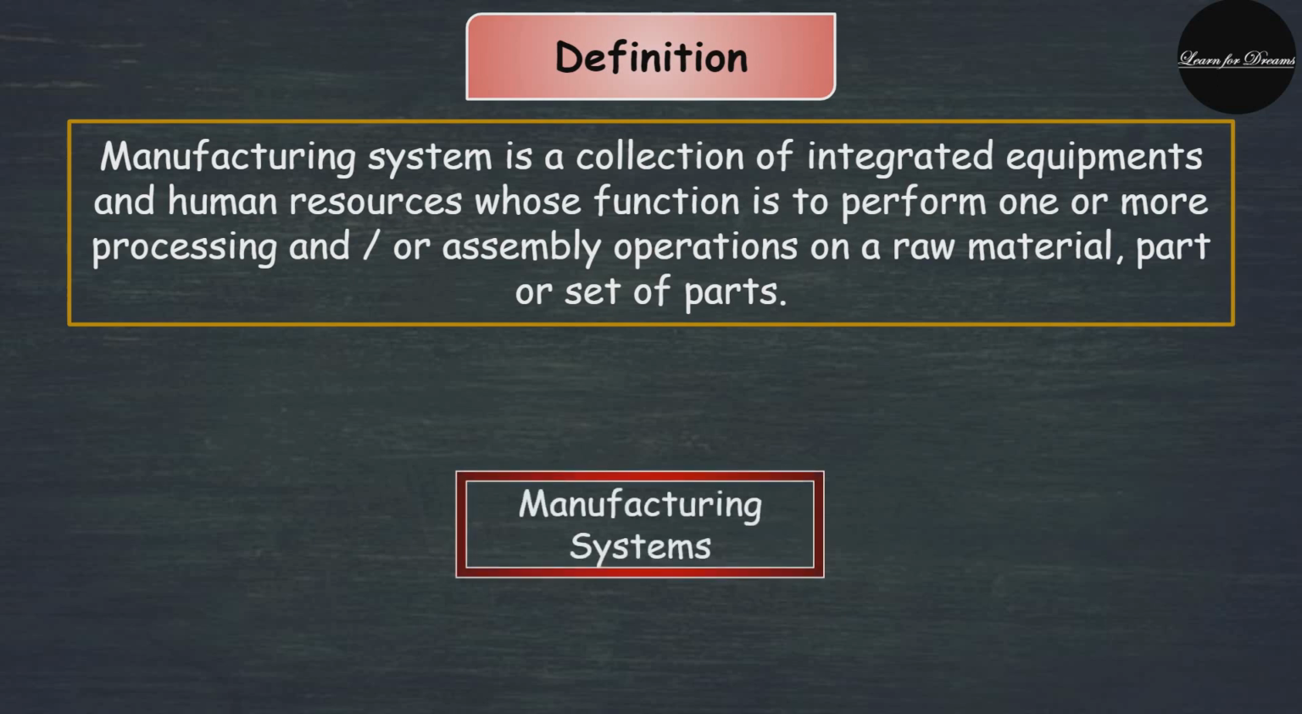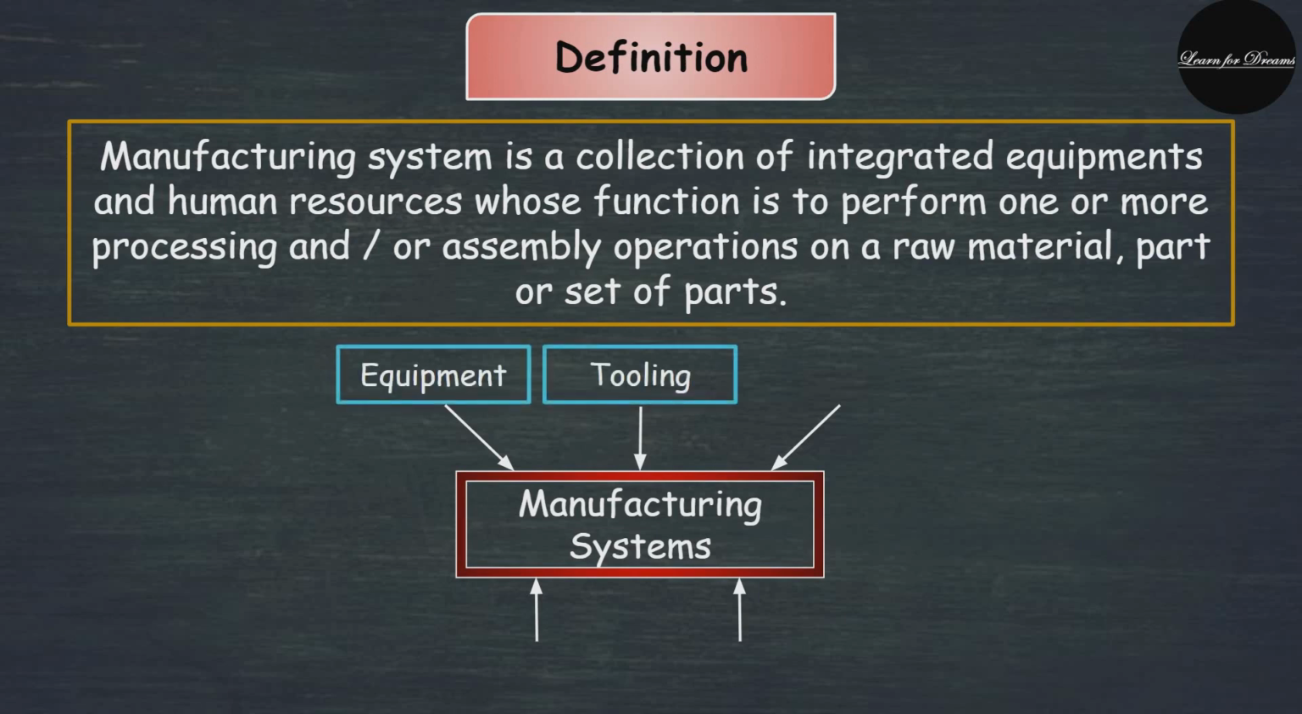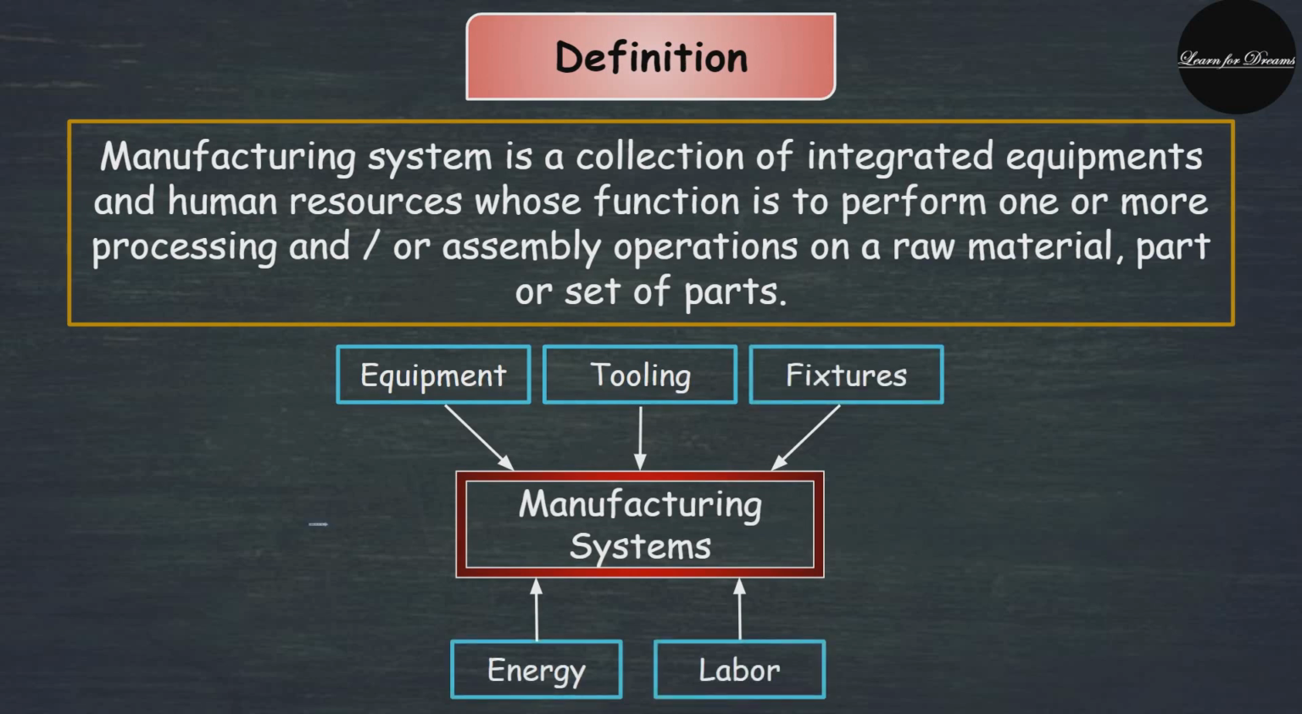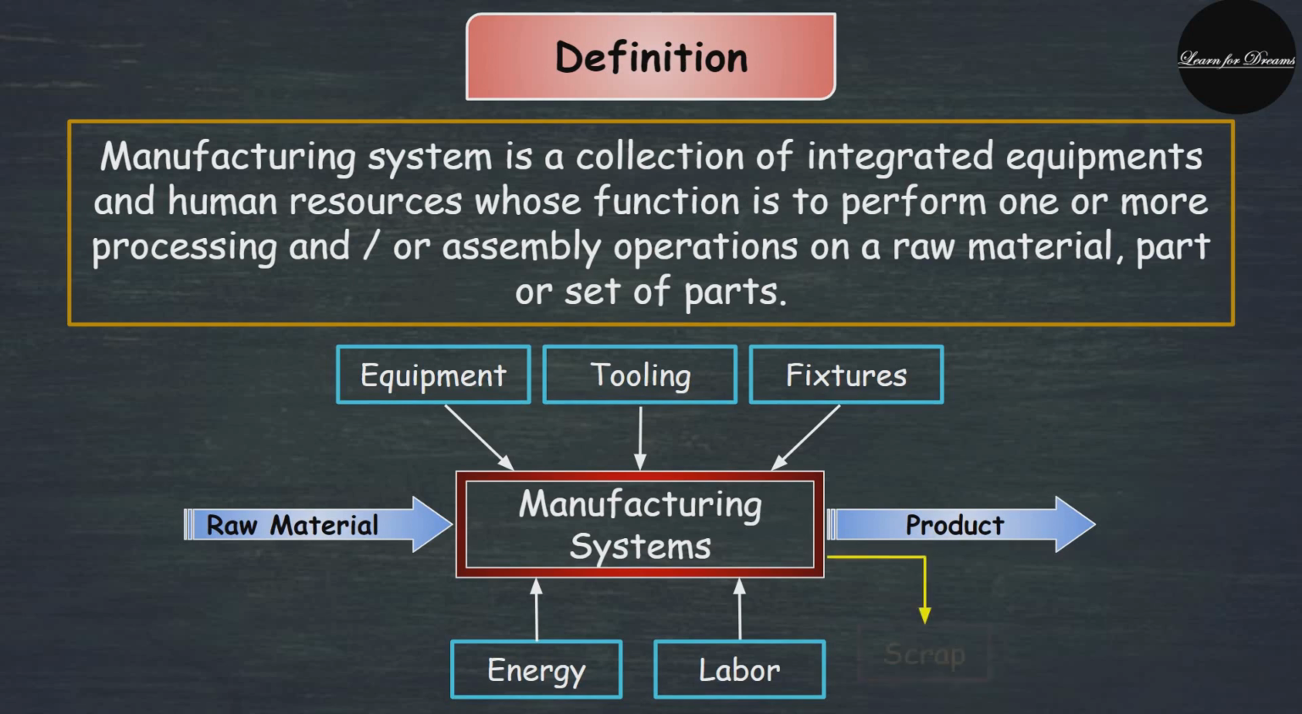Now let's see inputs given to the manufacturing system. These inputs are equipment, tooling, fixture, energy, labor. And the main input is raw material and product is the output from manufacturing system. The scrap is an unwanted output.